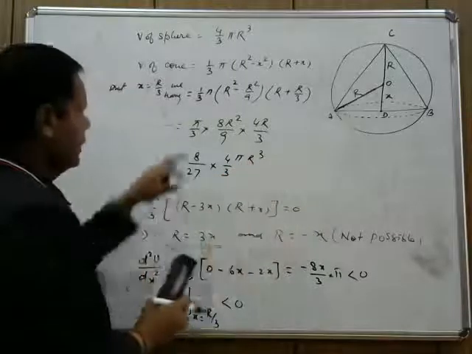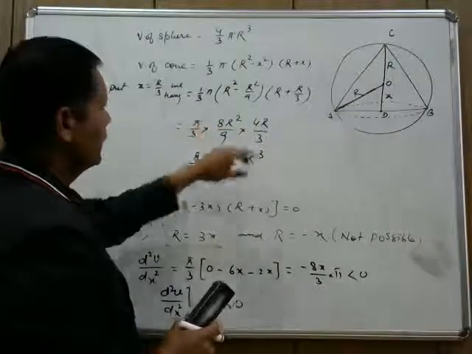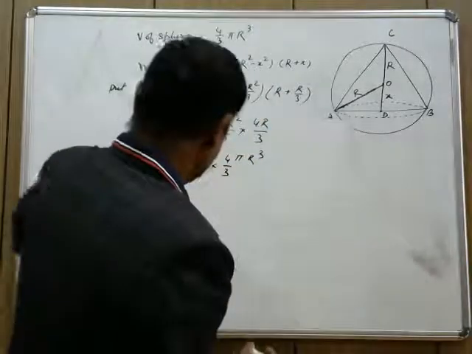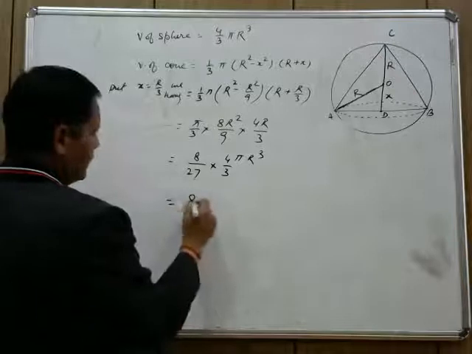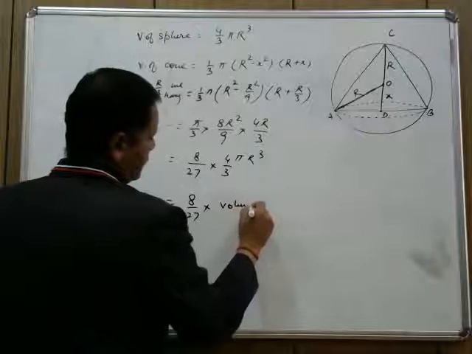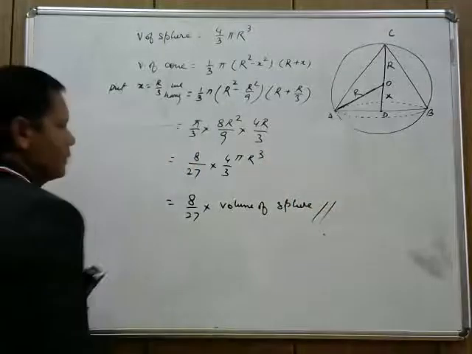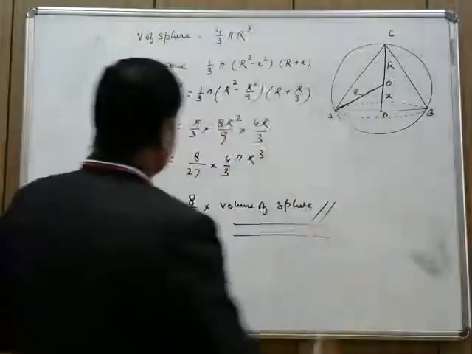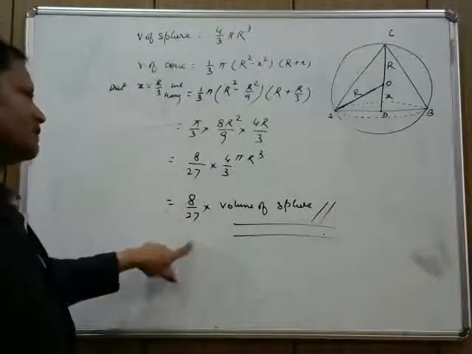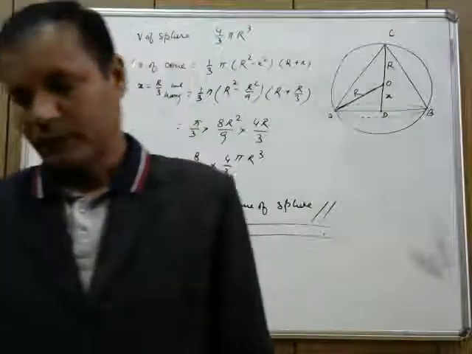See, 8 upon 27, 4 by 3 pi r cube. This is what? This is equal to 8 by 27 into the volume of a sphere, and hence the result. That's why we have proved that yes, the volume of cone is 8 by 27 of the volume of a sphere, and this is the end of this question 23.